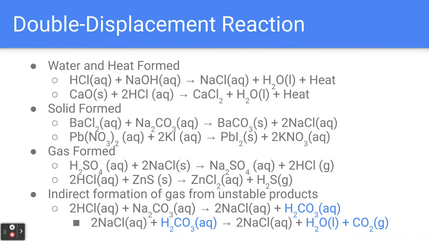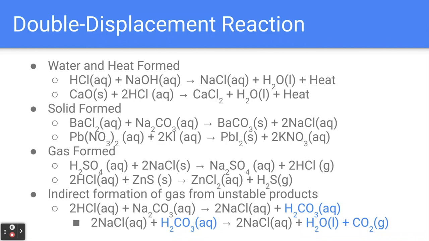When we react those, we're going to get a salt and water and heat. So you're going to get some H2O water liquid, and you're going to get some heat. That next one, we've got calcium oxide reacting with hydrochloric acid. So we're going to get calcium chloride and water and heat there produced. We could also have a solid being formed. And so I'll kind of go through this on the next page. But we have a whole giant table that tells us whether things are aqueous or whether they are insoluble. When I say insoluble, I just mean that it's a solid being formed.